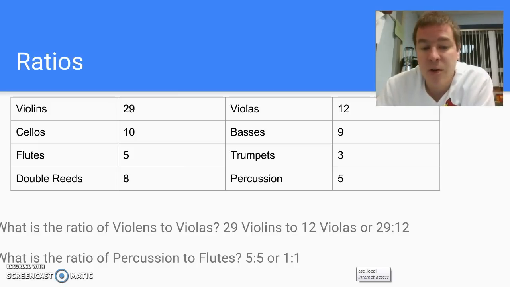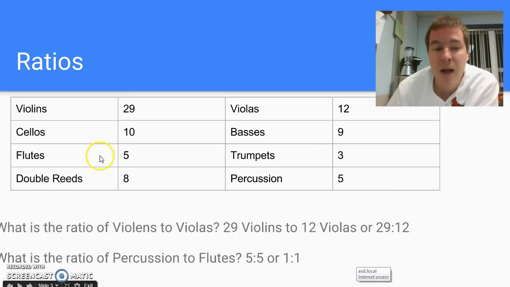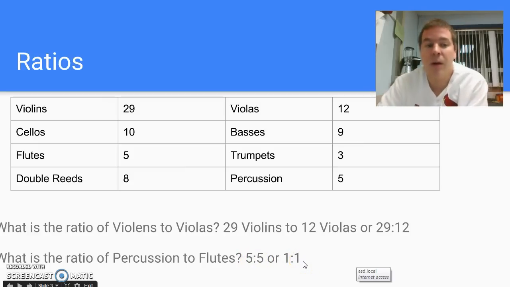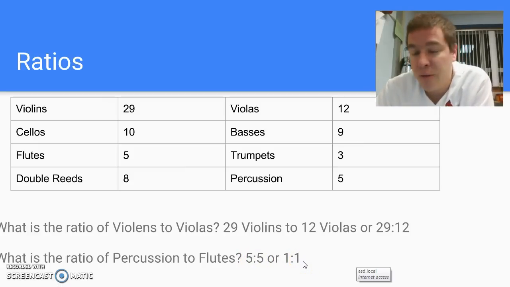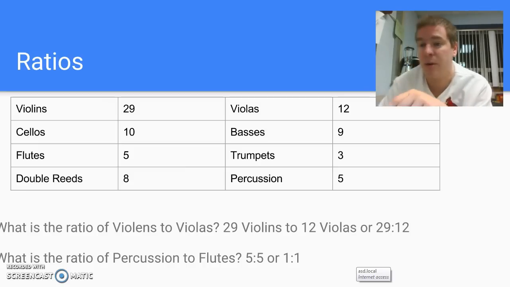What is the ratio of percussion to flutes? Well, you've got 5 percussion and you have 5 flutes. So think of that as 5 to 5 or 1 to 1. For every 5 percussion, you have 5 flutes. Make sure that you're putting them in the order that they're listed, because on the previous one, if I had said 12 to 29, that's incorrect because it's violins to violas. Same thing with percussion to flutes: make sure you list them in the same order that you're supposed to.